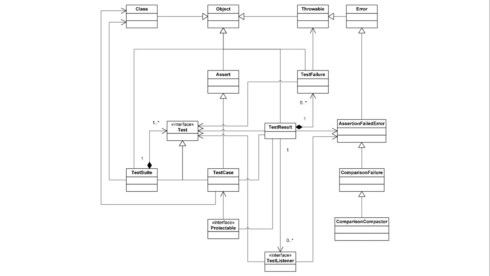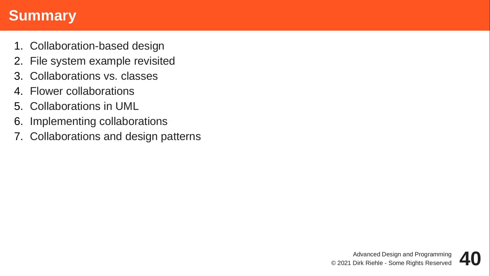Here's another example. This is now JUnit. So you see the test class, middle center, and then test suite, the subclass, so that's the composite pattern. Test result is a collecting parameter, another design pattern, and so forth. So even here, you see a fair number of design patterns applied and a higher design pattern density, which coincides with well-understood collaborations.